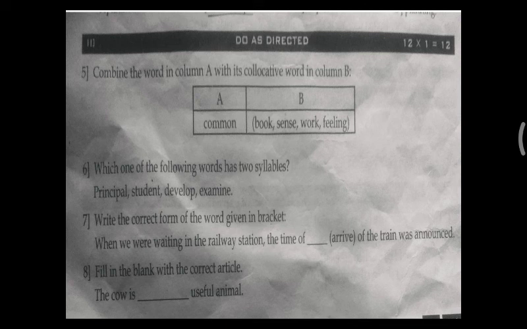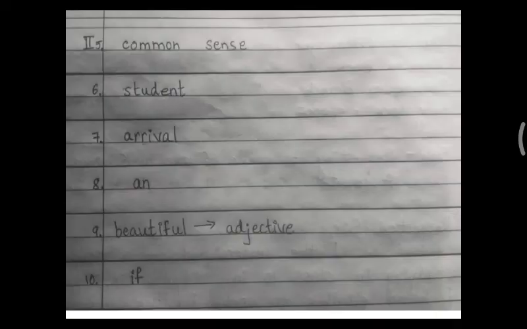Next question. Fill in the blank with the correct article. You all know about articles. I don't have to explain much about this. So here the direct answer will be: the cow is a useful animal. So this is how I have written.